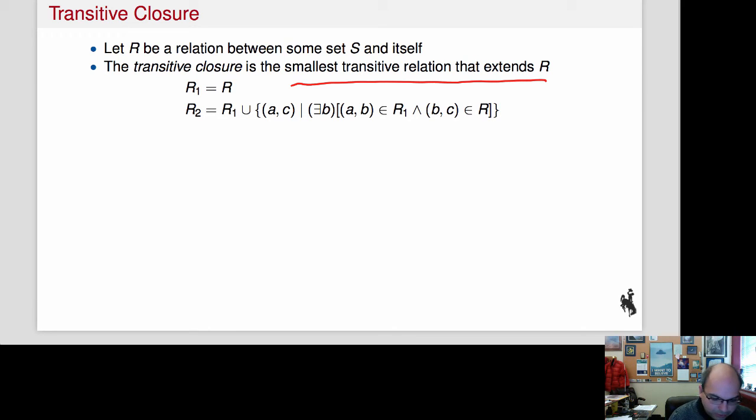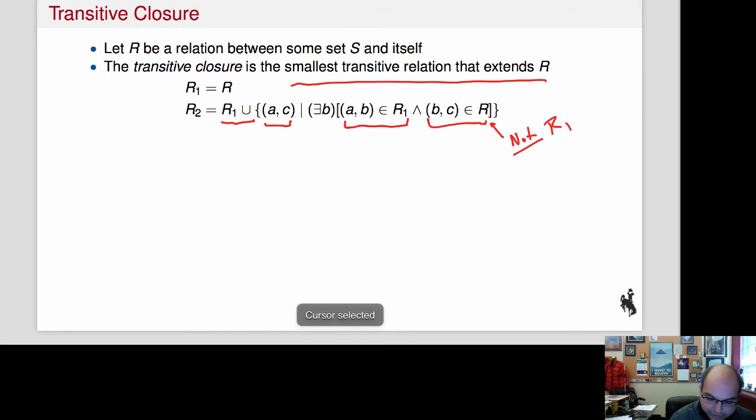And once I have R1, then I'll show you what R2 is. I start with R1 and then I union something. What I'm unioning is all of the pairs AC that have this property: AB belongs to R1, BC belongs to R, okay? Notice here that that is not R1. It's R, all right? So there must be some B that combines the two in that way. From A I get to B using R1, and then from B I get to C using R. That means that AC should be in R2, okay?